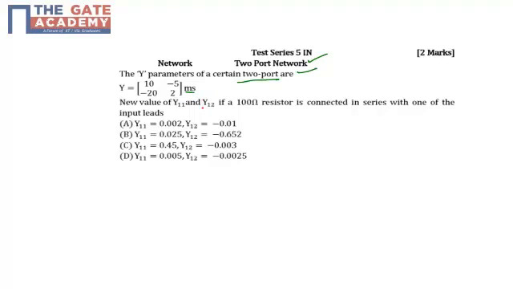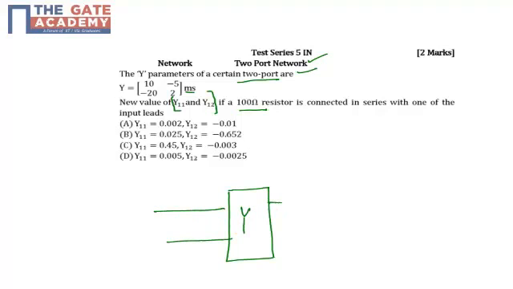The question says to find the new values of y11 and y22 if a 100 ohm resistor is connected in series with one of the input leads. Meaning that we have a certain network whose Y parameters are given. Input current is I1, input voltage is V1, output current is I2, and output voltage is V2.